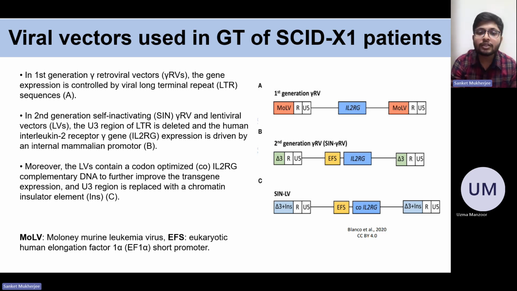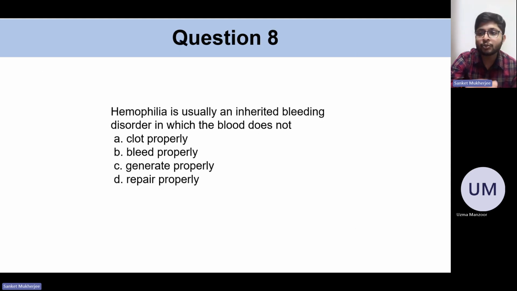In the second generation, self-inactivating gamma retroviral vectors and lentiviral vectors are used, where the U3 region of the LTR is deleted and the human interleukin 2 receptor gamma, IL2RG, gene expression is driven by an internal mammalian promoter. Moreover, lentivirals contain a codon optimized IL2RG complementary DNA to further improve the transgene expression, and the U3 region is replaced with a chromatin insulator element. So that's the answer to the previous question.